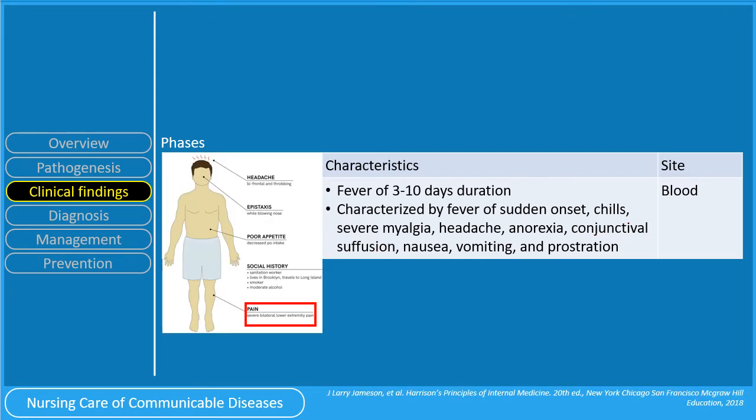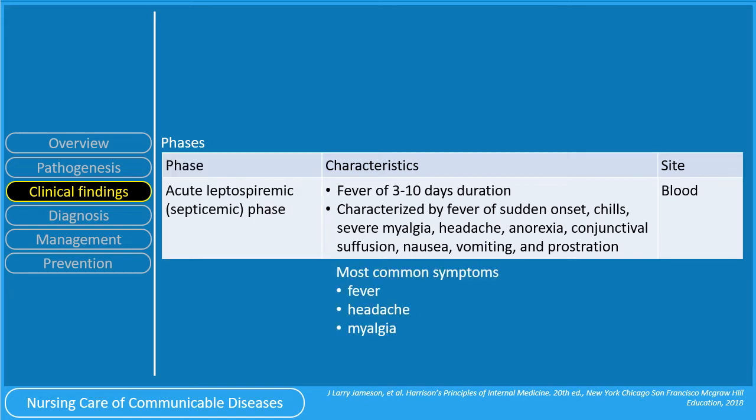Another significant symptom is muscle pain that is intense and especially affects the calves. All in all, the most common symptoms of leptospirosis are fever, headache, and myalgia. There is really no need to use a mnemonic, but I just remember these symptoms as the FHM.